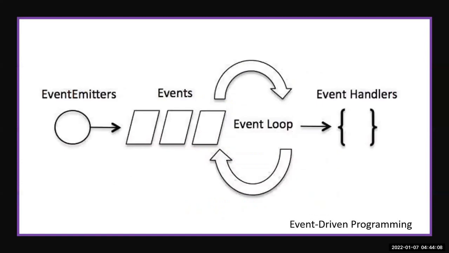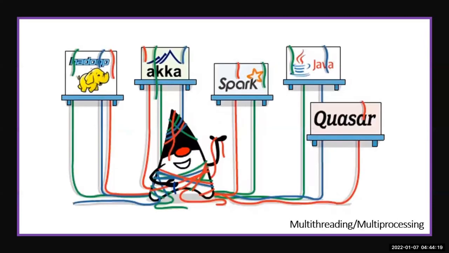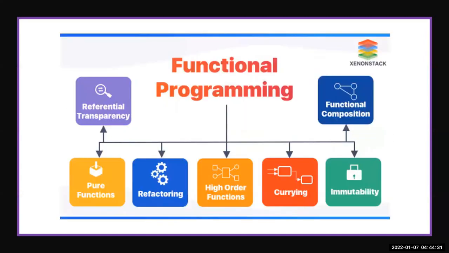So you have the events, putting them into the event queue, and the event queue would wait for the event to be processed and handled by the event handler. And you have multi-threading. Multi-threading, you have Java, Spark, Hadoop, Quasar. So multi-threading allows you to go parallel.